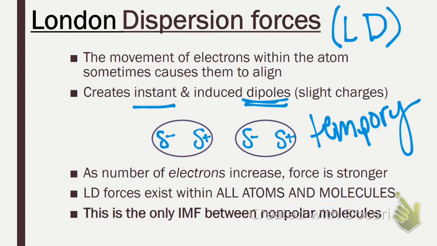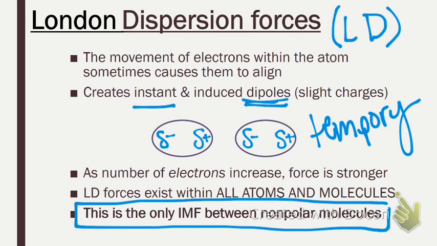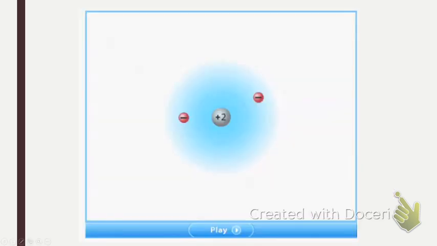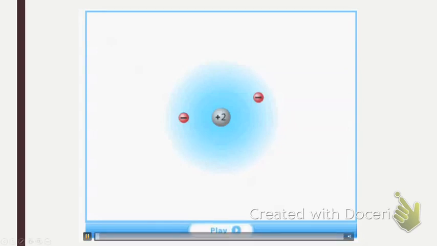And very important to remember is this last bullet point. This is the only intermolecular force that non-polar molecules have. So if it's a diatomic or a noble gas, this is the only intermolecular force holding it together, and that's why those tend to be gases. Now, our second force is a lot like the same, so I'm actually going to take a second to show you this short little video clip of this London dispersion force happening.